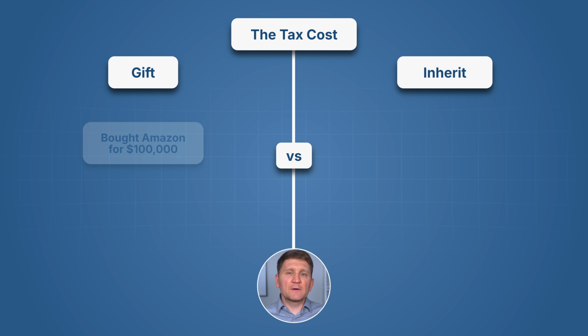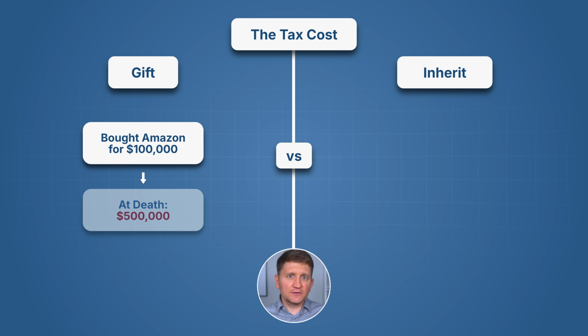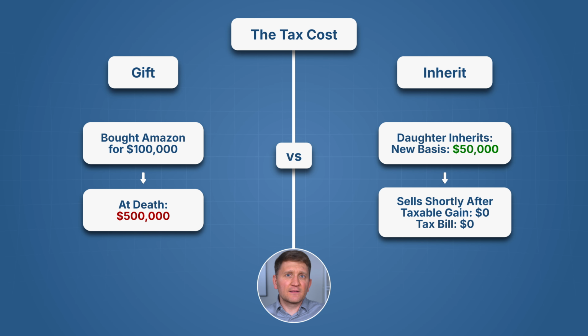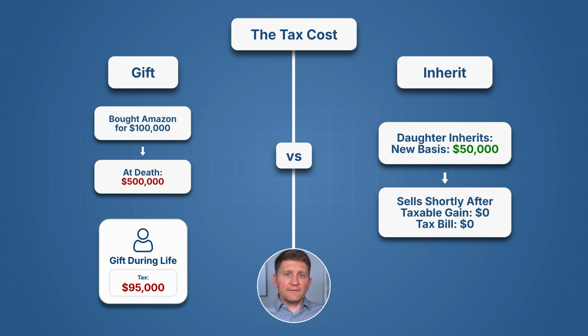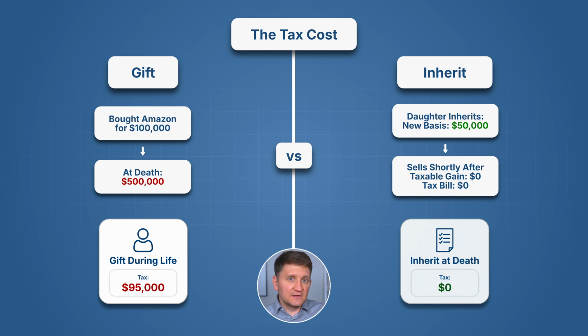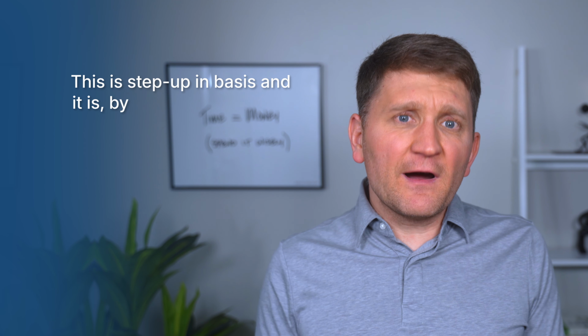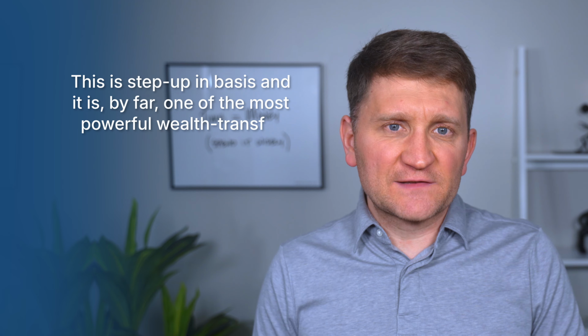Let's use the same asset to keep the comparison clean. You bought Amazon for $100,000. At your death, it's worth $500,000. Your daughter inherits it with a new basis of $500,000. If she sells it the next week for $500,000, her taxable gain is zero. Her tax bill is zero too. Gift during life, $95,000 tax. Inherited at death, zero tax. Same asset, same value, $95,000 in difference. This is step up in basis, and it's by far one of the most powerful wealth transfer tools in the entire tax code.